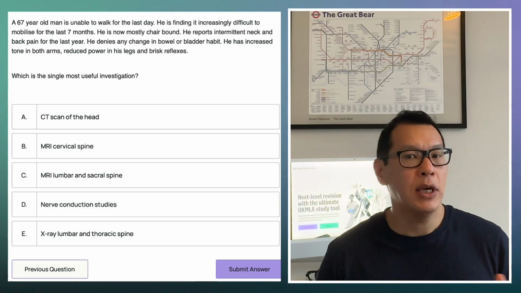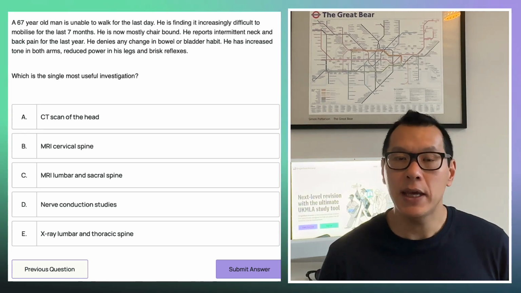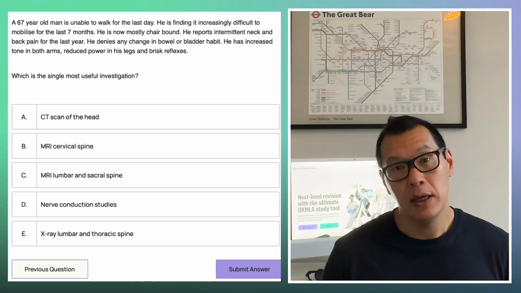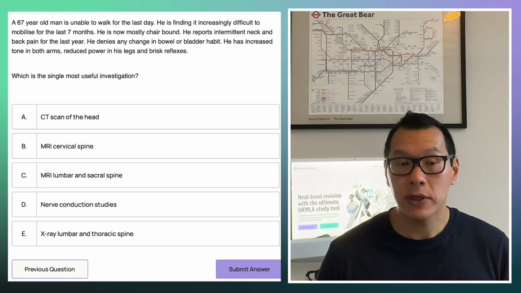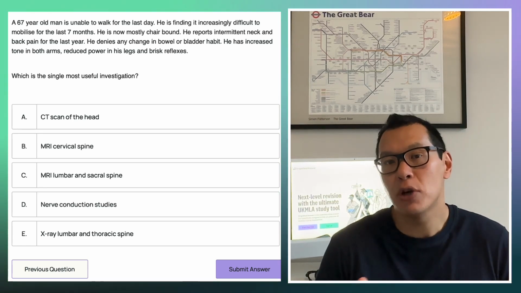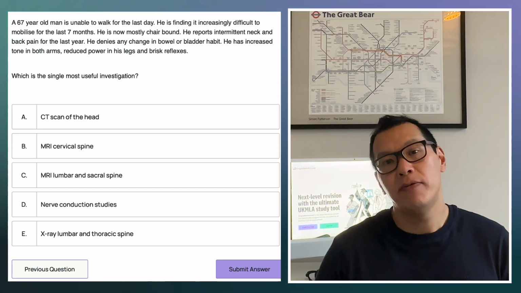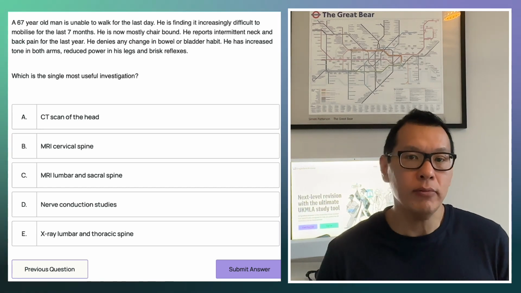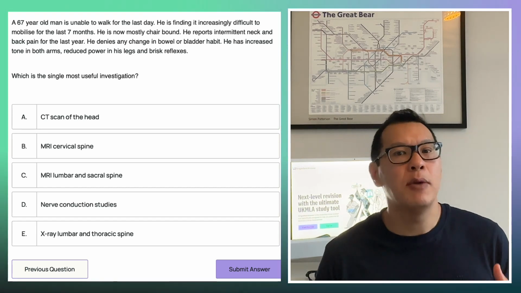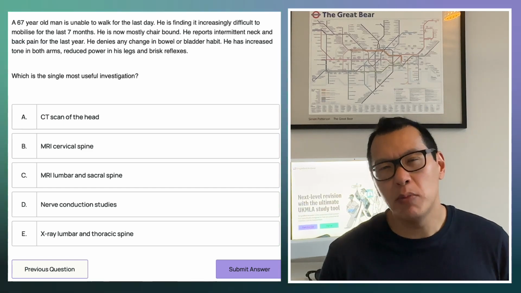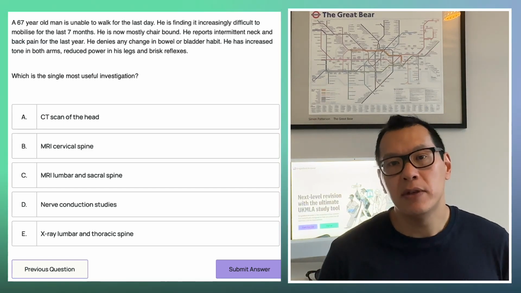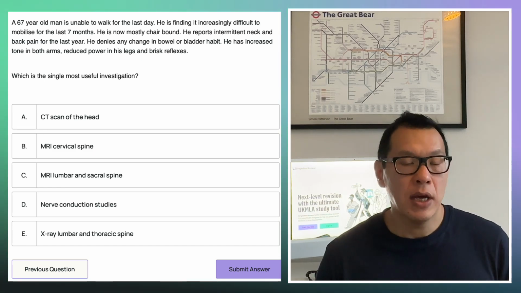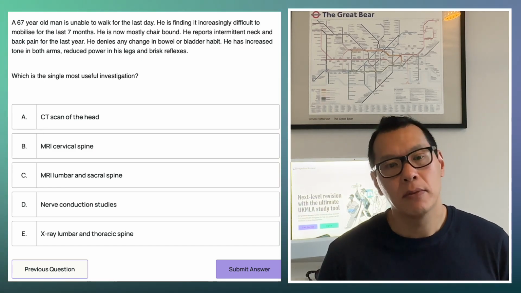Let's have a look at the other options. Option A is a CT of the head. This may be useful if we're looking for a brain tumour, for example. It wouldn't anatomically fit with the presentation. If you're thinking about things like multiple sclerosis, then an MRI would be better than a CT. That would tend to cause intermittent and fluctuating symptoms separate in time and space.